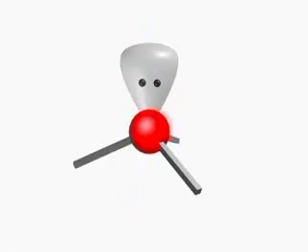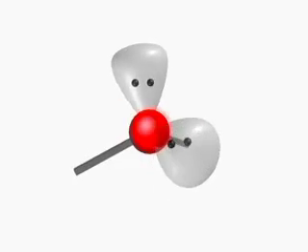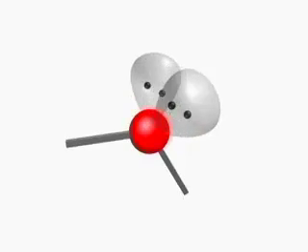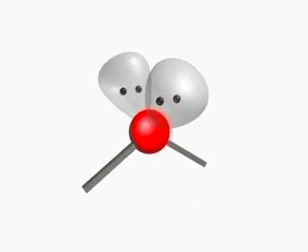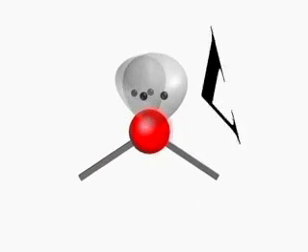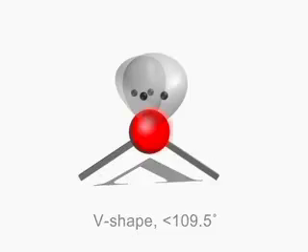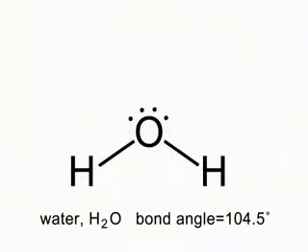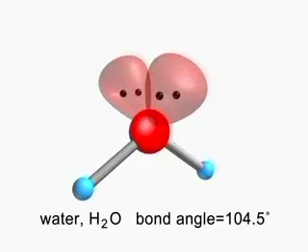When two of the four groups are lone pairs, the molecule has a bent or V shape. Two lone pairs exert greater repulsions than one, so the bond angle is reduced even further. Water, for example, has a bond angle of only 104.5 degrees.